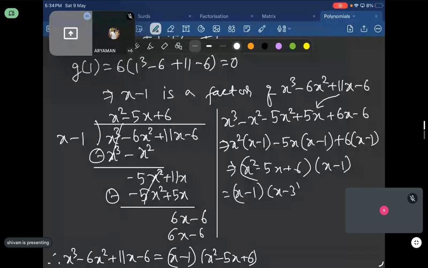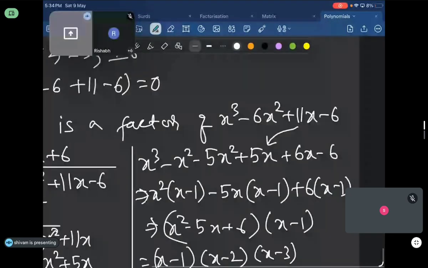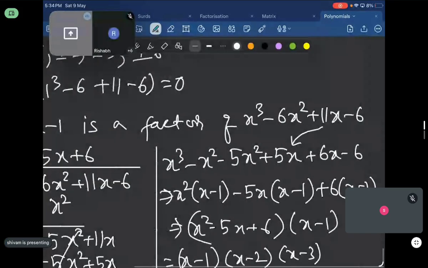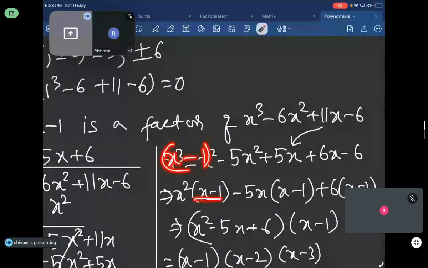So could you repeat how you got that x cube minus x square, minus 5x square, that portion? Rishabh, pay attention. Your task is to take x minus 1 common out everywhere. So, Rishabh, with x cube, over here you should have minus x square, right or not? Then only you'll be able to take x minus 1 common out.